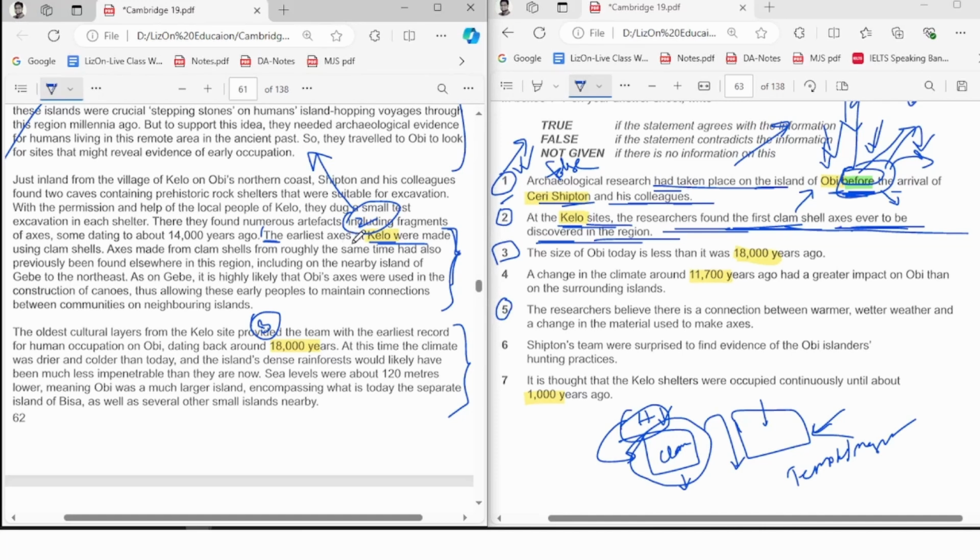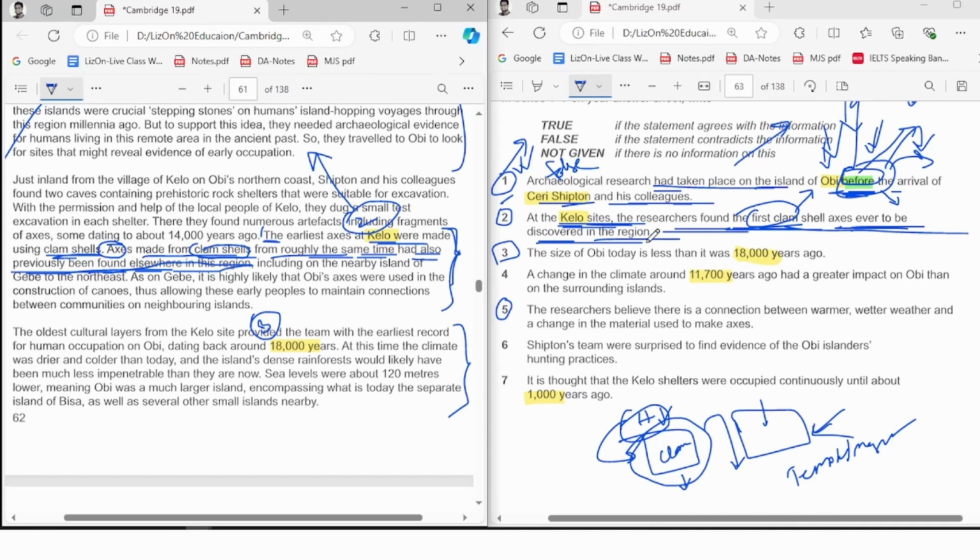The earliest axes CLA were made using clamshell. So we got another word, clamshell. Axes made from clamshells from roughly the same time had also previously been found somewhere in the region. It is not the first clamshell you can only find in CLA sites. You actually can find it somewhere else. Previously been found means in the past, before that.